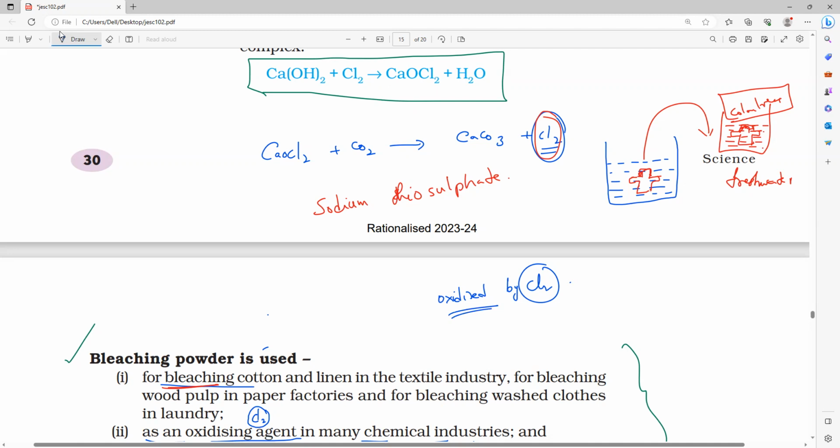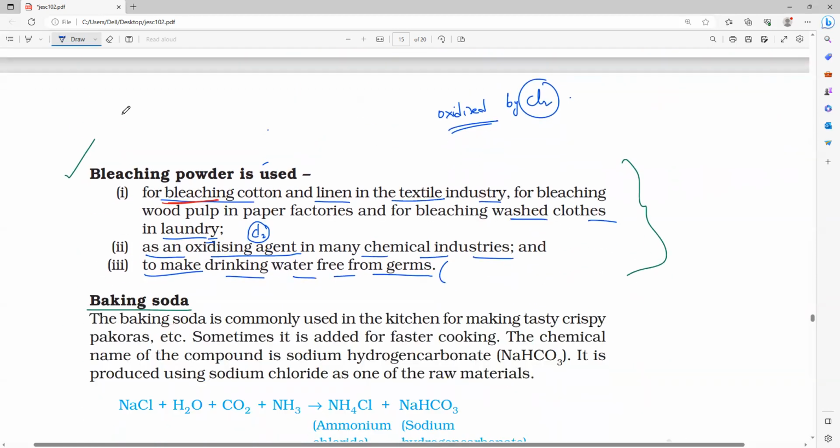So that is why, for bleaching of paper, cotton, as well as linen in the textile industries, we use this everywhere. And laundry also: bleaching in factories and for bleaching washed cloths in laundry, people use this bleaching powder everywhere. Next, as I told you, you can see oxidizing agents in many chemical industries. For example, substances or compounds that are sources of chlorine, we all use as an oxidizing agent, like when preparing different kinds of inorganic or organic compounds. We use chlorine as a raw material for that.